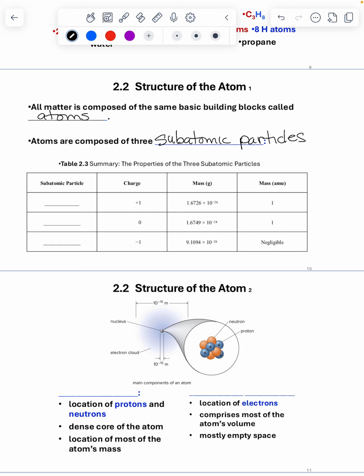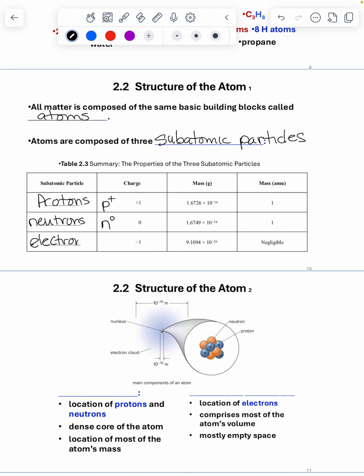So the subatomic particles are protons, and they have a charge of +1, and so typically we write the abbreviation for proton as a lowercase p with a little plus superscript. And next we have neutrons, and neutrons have no charge, they're neutral, so typically it's a lowercase n with a 0, meaning no charge. And then we have electrons.